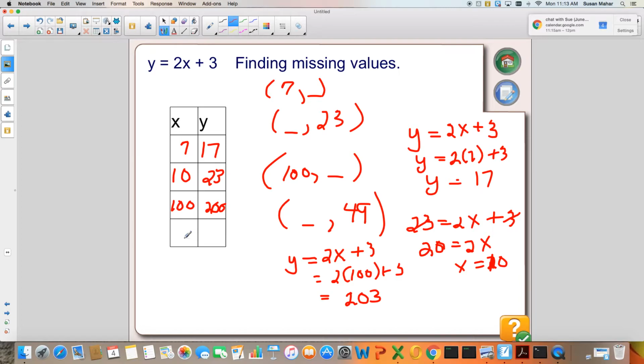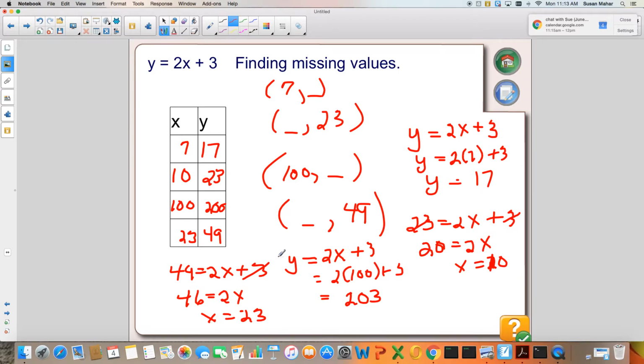And the very last one, we know the y value, but we don't know the x value. So we're going to go back and we're going to say 49, that's our y value, is equal to 2x plus 3. Let's get rid of that set fee, and we know that that's going to be 46. We're going to get rid of the $3, so 46 is equal to 2x, and so x is going to be equal to 23. 2 times 23 is 46. Okay, so hopefully you got those right.